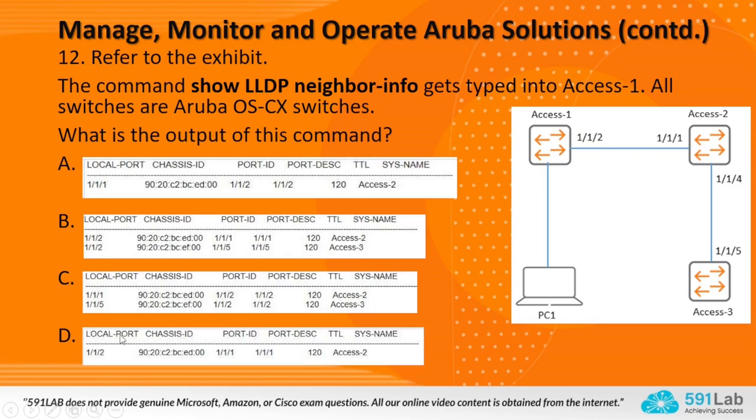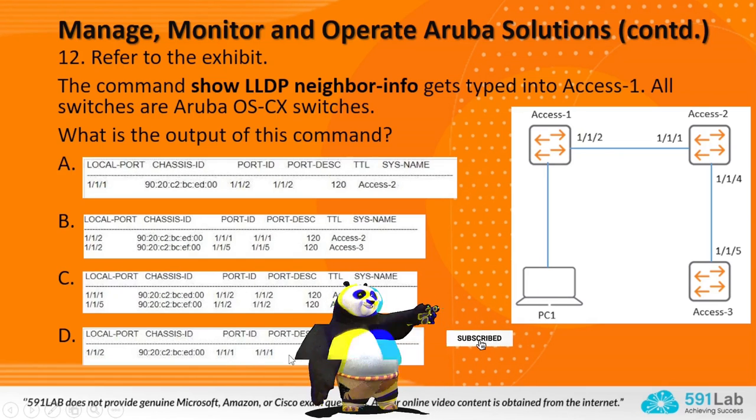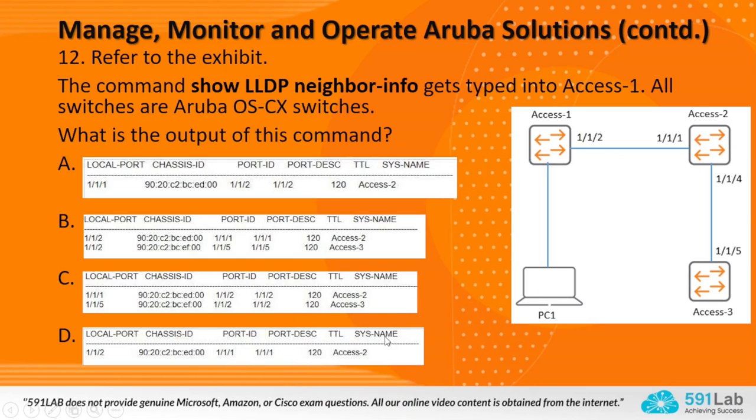Option D. Local port 1/1/2. Okay, that is correct. The port ID and port description are for the directly connected neighbor, 1/1/1, and TTL 120 and system name access 2. That is the neighbor name. That is correct. So option D is correct.